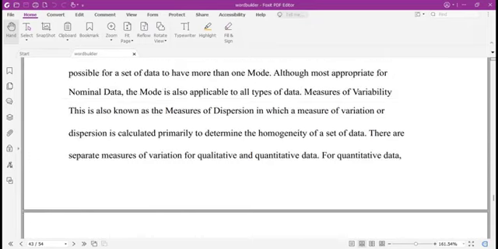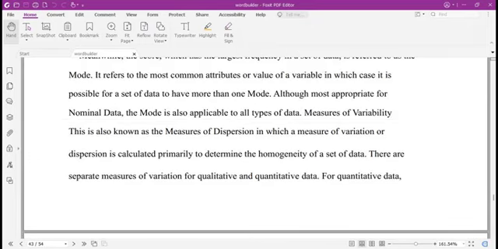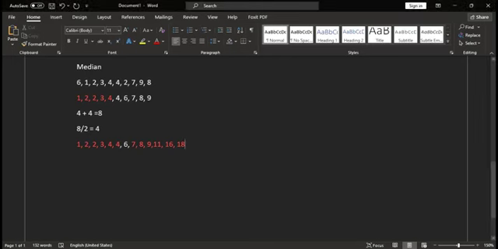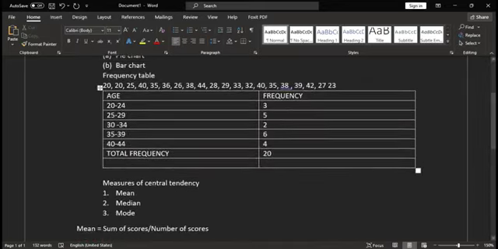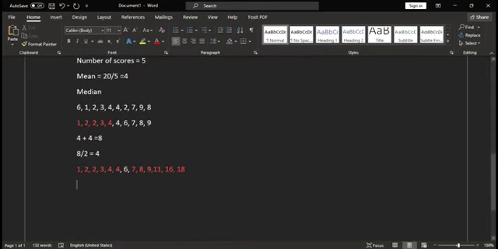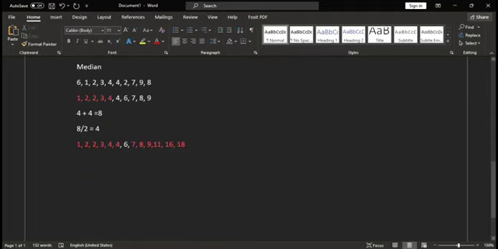Now, before we go into these measures of variability, let's do a little work on mode. We've worked on the mean, we've worked on frequency, we've worked on median. So let's get to mode.